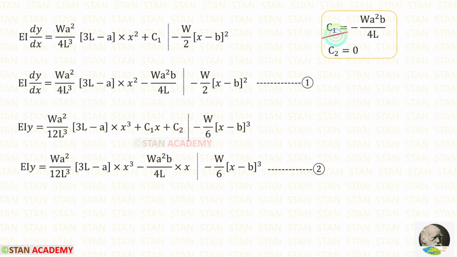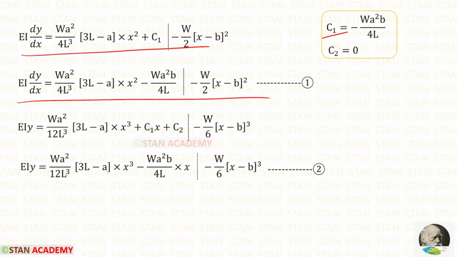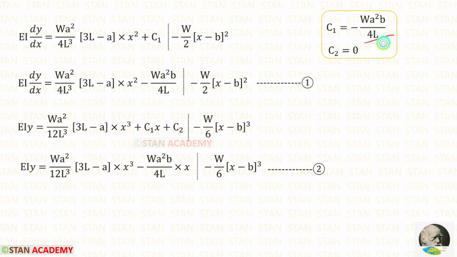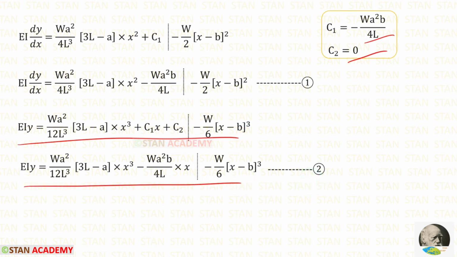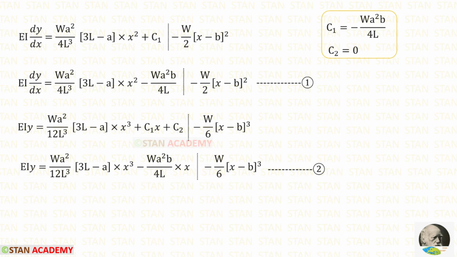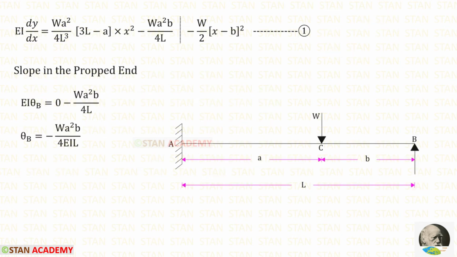Let us apply the value of C1 in the slope equation. When we do that, we will get this. Let us keep this equation as number 1. Let us apply the values of C1 and C2 in the deflection equation. When we do that, we are getting this. Let us keep this equation as number 2. Now let us take the first equation and find the slope values.